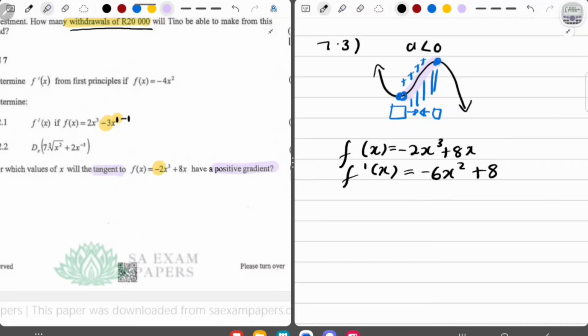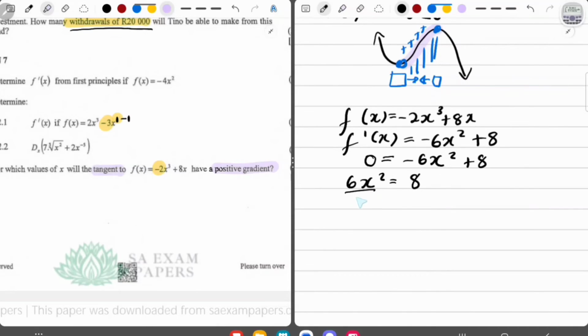We want to find the turning point. The turning point has a gradient of 0. Hence, we are going to make the gradient equal to 0. So we're saying 0 is equal to negative 6x squared plus 8. Then I'm going to take this over so that it can become positive. We're going to solve for x here. The x values are going to tell you the x values of your turning point. So that is 6x squared is equal to 8.